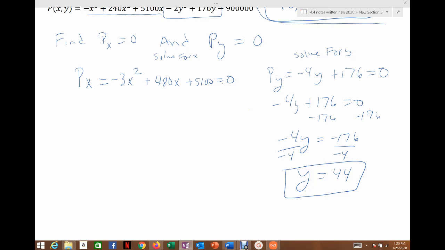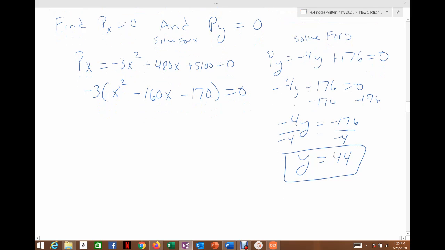I do try to create ones that factor, and this one is factorable. First of all, I can pull out a -3. I can factor out a -3, which means I'm dividing it out. So when I divide 3 out of the first term, I'm left with x squared. When I take 480 divided by -3, I'm left with -160x, and 5100 divided by -3 is -170. Right, I'm dividing by -3. All right, this does factor. First of all, the x squared splits into x times x, and then I'm going to use the guess and check method.